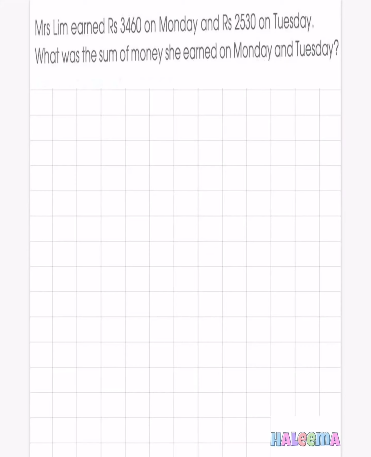Mrs. Lim earned rupees 3,460 on Monday and rupees 2,530 on Tuesday, right? What was the sum of money she earned on Monday and Tuesday? Remember, sum means addition sign. Let's start off with the data, right?